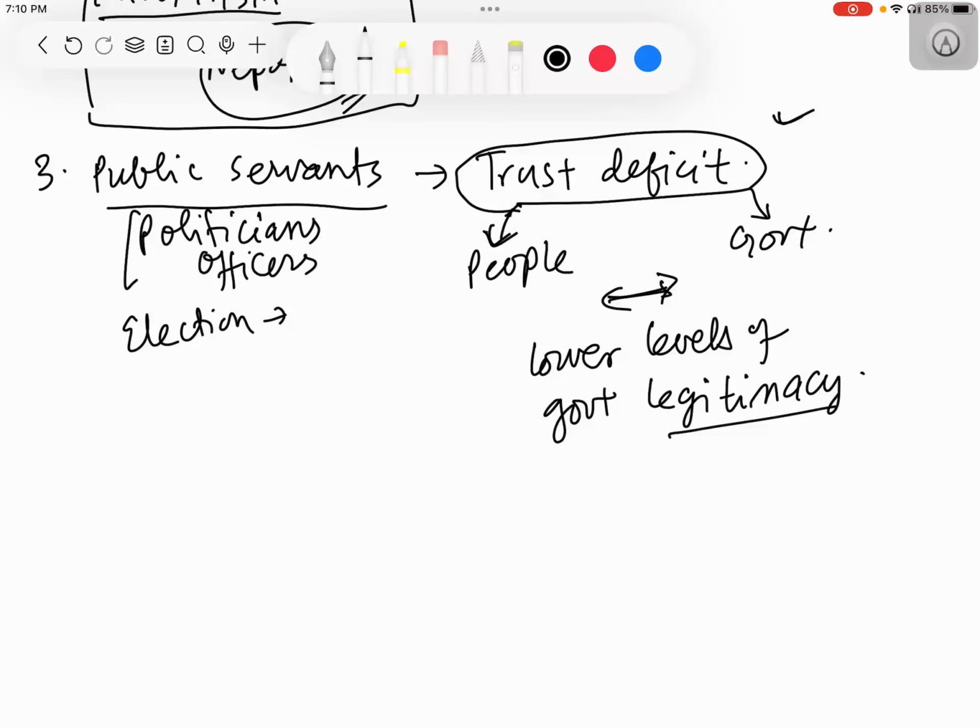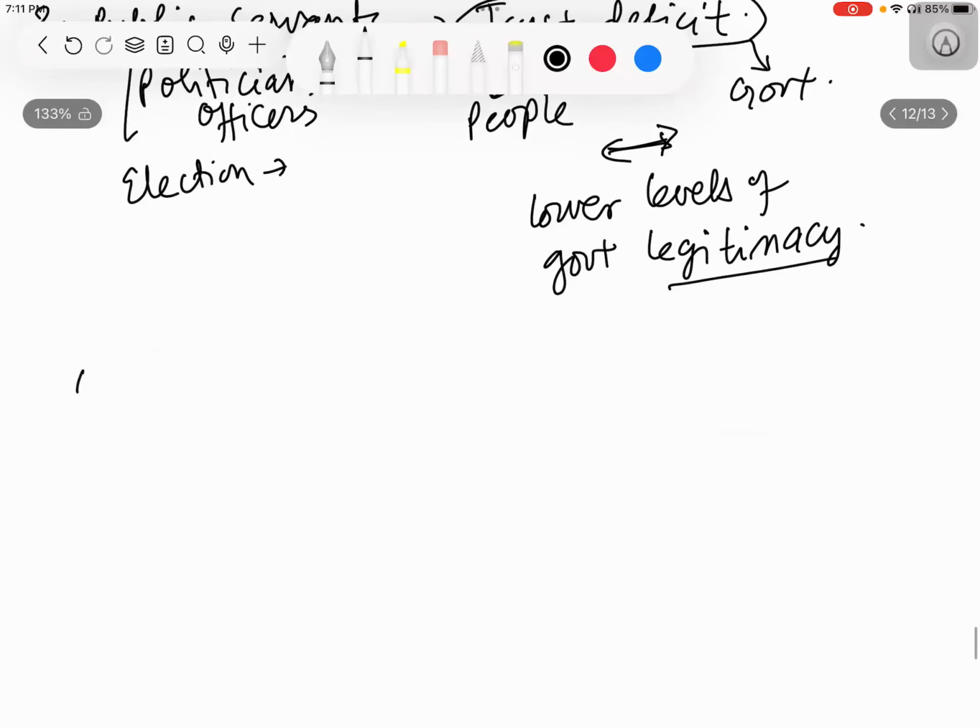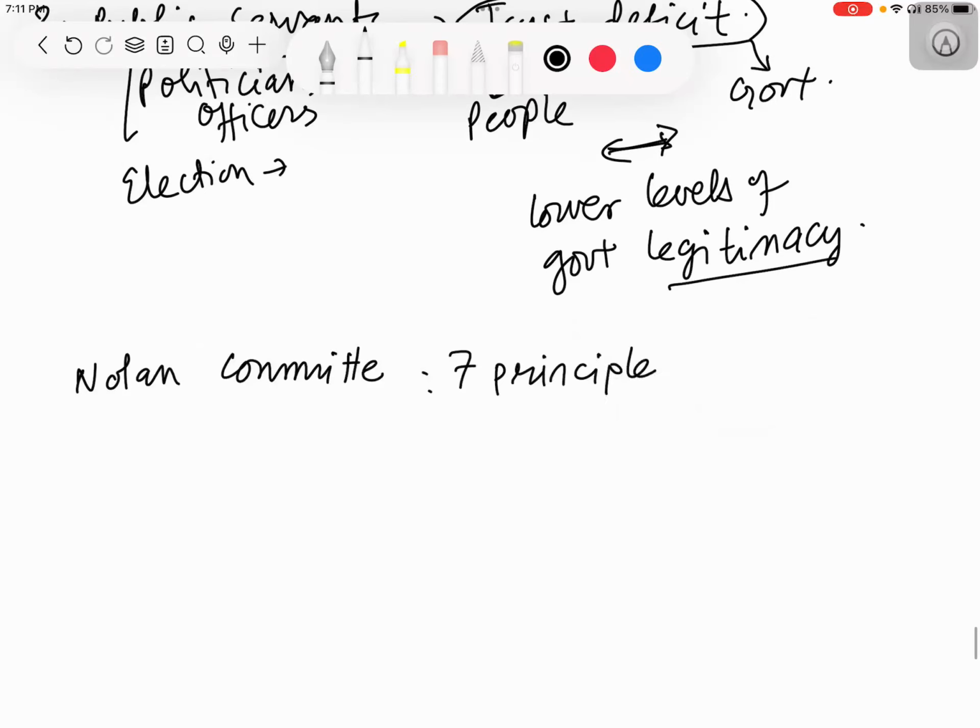Now your decisions and your policies will not be accepted by the people to that extent. And that is why, in fact, Nolan committee, we had discussed this also. Nolan committee had given 7 principles of public life. Public life, not specifically for civil servants, but for public servants, including even people's representatives. So this was the mnemonic.